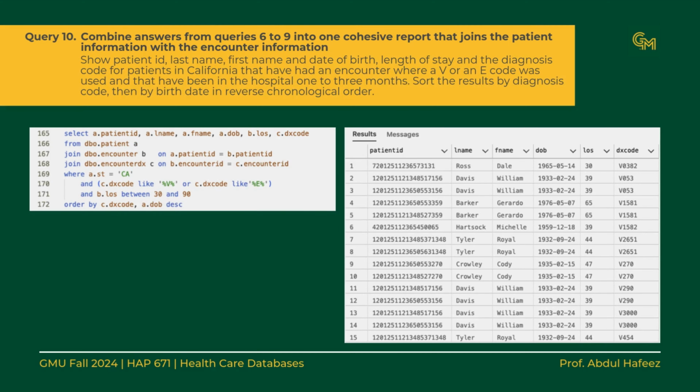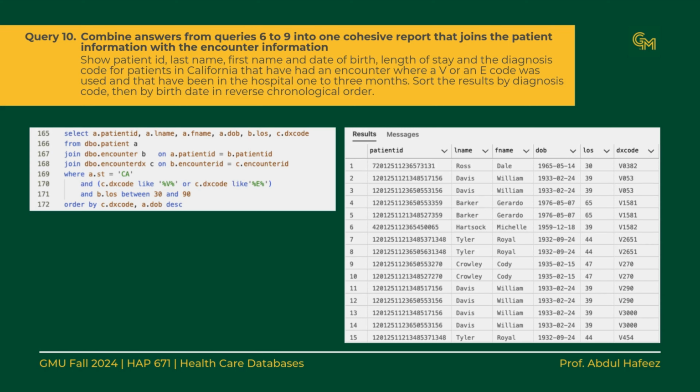Finally, query 10 is the most difficult one. Here we need to combine answers from queries 6 to 9, plus we must add an encounter where a V or an E code was used. So we join three tables: patient labeled as A, encounter labeled as B, and encounter DX labeled as C. Tables A and B are joined on patient ID. Table B and C are joined on encounter ID.